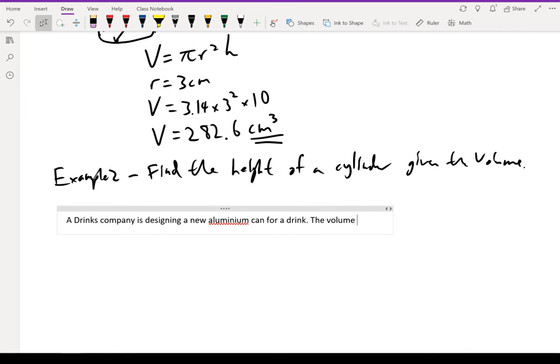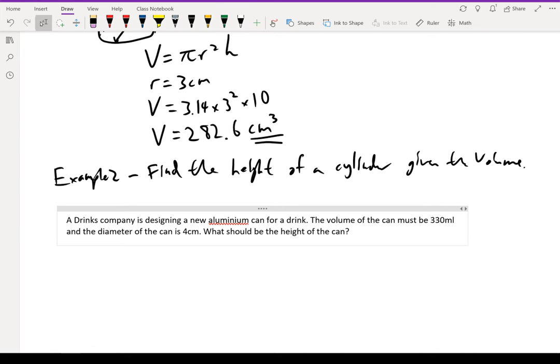The volume of the can must be 330 milliliters and the diameter of the can is 4 centimeters. So they want it to be quite thin. What should be the height of the can? So we have a diameter of 4 centimeters.